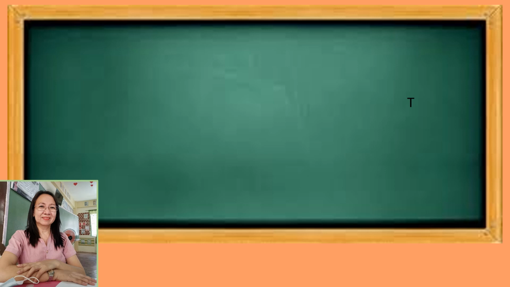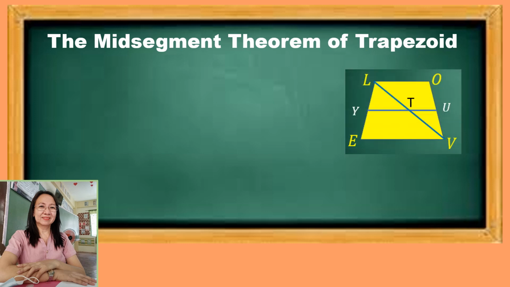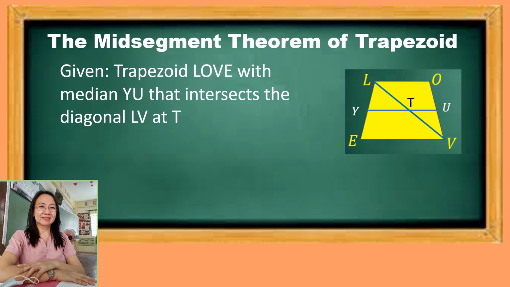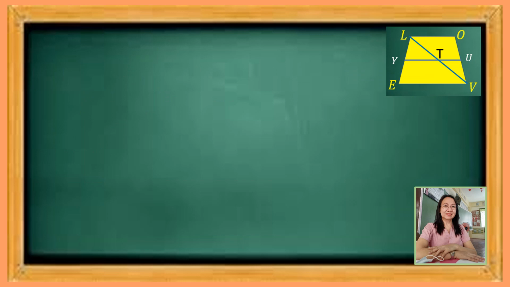Now let us prove this Midsegment Theorem of trapezoid. Let us choose this illustration. So our given is trapezoid LOVE with median YU that intersects the diagonal LV at T. Then we have to prove that EV is parallel to YU and is also parallel to LO, and YU is equal to 1/2 times the sum of LO and EV. Let us start proving by writing our statements and the corresponding reasons behind.